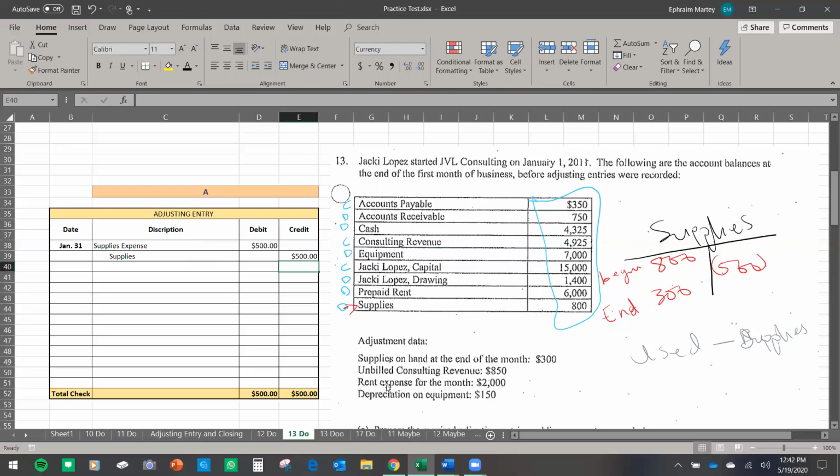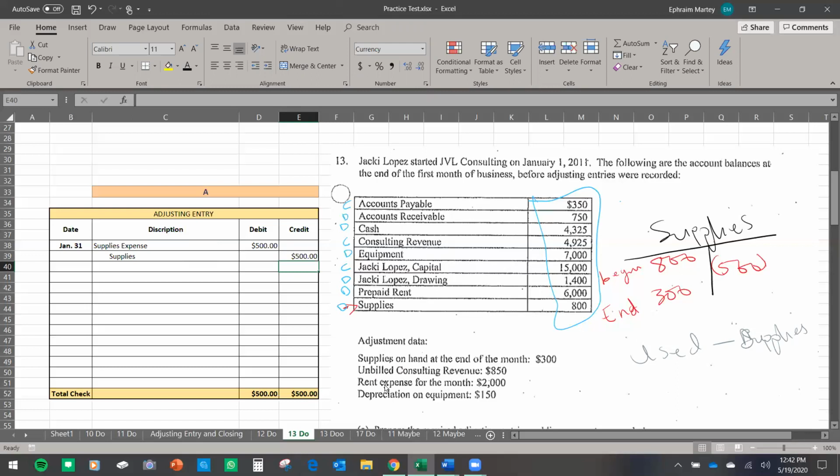Okay. With the second one, unbilled consultation revenue. Okay. Unbilled. That means we did the job and we didn't bill it. Okay, we bill it, but it's not recorded. Okay, that's basically what it's saying. So someone is owing it, we have to bill the person. Okay, so it's unbilled, and we are going to bill the person.